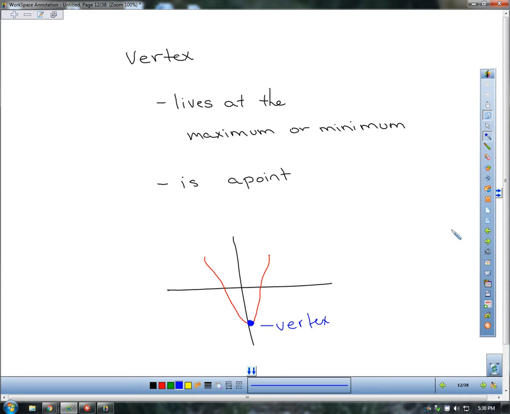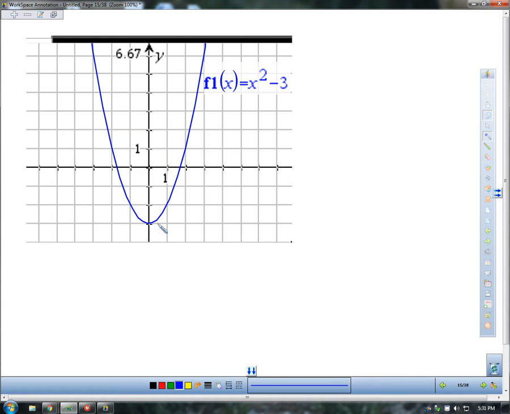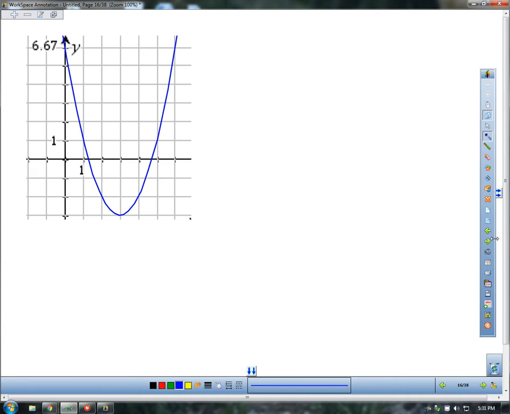A vertex is a very important part of a quadratic. It is the maximum or the minimum, so right there's the vertex. It is a point, okay, so it's always going to have a coordinate. So where is the vertex of this graph? What's this point right here? What's the vertex of this graph? It's this point right here.